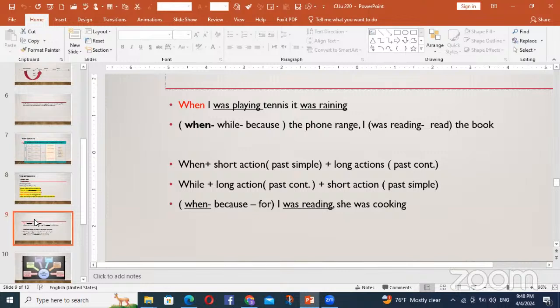It goes on for a period of time. The past simple is a short action, happened and finished. Okay? Because the past continuous is a long action, or it is continuing for a period of time, we use the continuous form: verb to be and the action verb with ing. For example, when I was playing tennis, it was raining. But this is the same time.